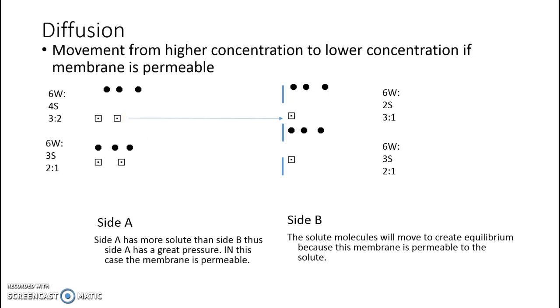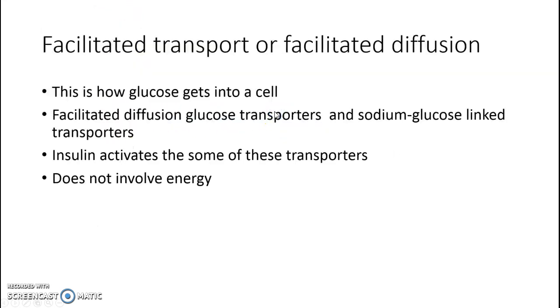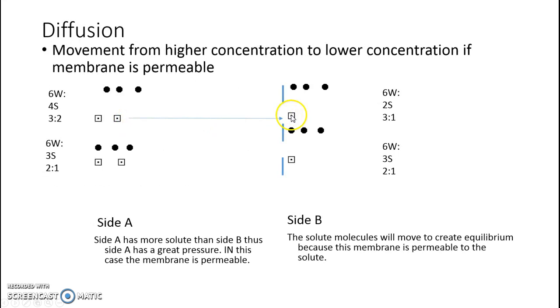In this case, the membrane is permeable. So we will move these solutes over, at least one of them, to get the ratio to be the same. So before, the ratio was 6W to 4S, which is 6 water to 4 solutes. Over here it was 6 water to 2 solutes. So you see the difference in the ratio. If I move one of these solutes over, I then go to 6 water to 3 solutes here, and 6 water to 3 solutes here, so the ratio is the same. So again, the whole purpose of diffusion and osmosis is just to get to equilibrium.